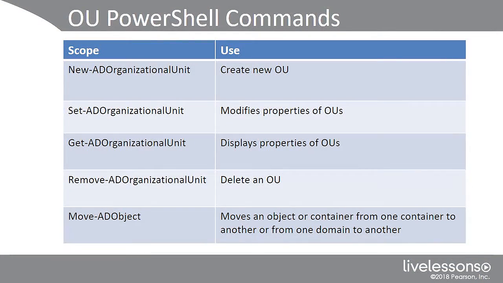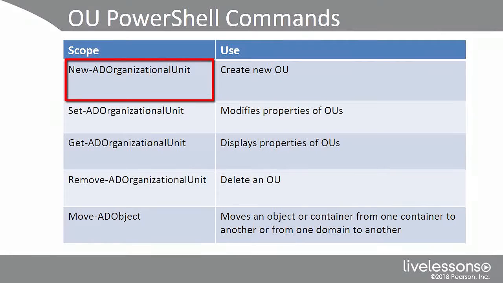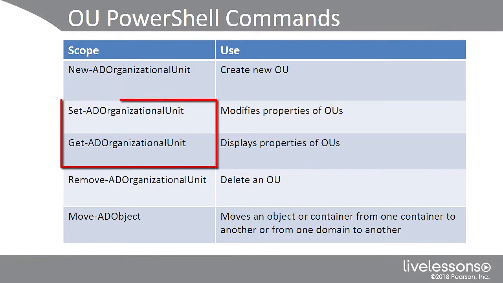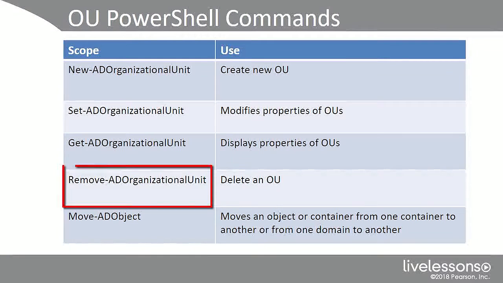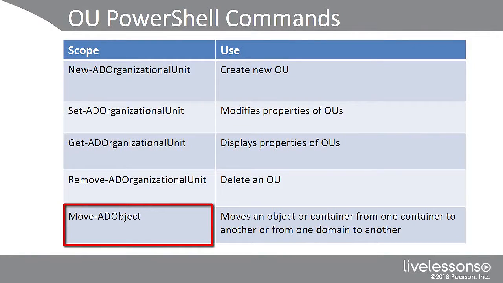In addition to creating and working with OUs in the GUI as we just did, we have several PowerShell cmdlets that we can use. And the first one allows us to create a brand new OU, and that's using the New-ADOrganizationalUnit. And as you can see, we can also set and retrieve properties of an OU using the Set-ADOrganizationalUnit and the Get-ADOrganizationalUnit. And if I want to toast an OU, we have the Remove-ADOrganizationalUnit. And if I want to move objects between containers, I can use a PowerShell command called Move-ADObject. And I'll use this quite often to move objects from one container to another, or even from one domain to another. Because this is not specific to OUs, we can use this for moving objects throughout AD.